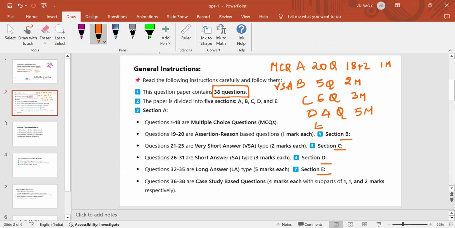Section E is a case study based. It has 3 questions. So total questions are 38. And this section E is each of 4 marks. So each of 4 marks. So this is the pattern or division of the paper.